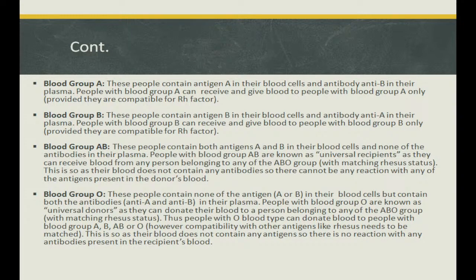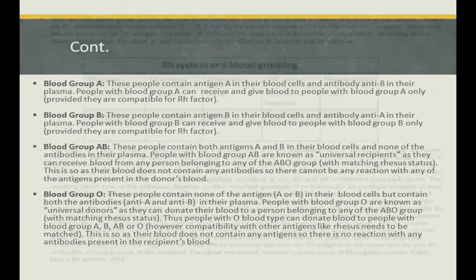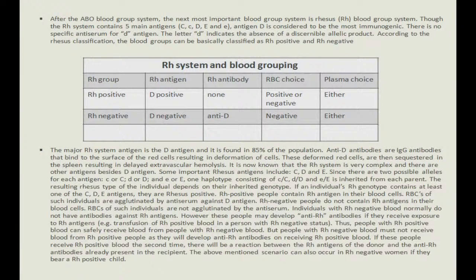These are the main rules, basic fundamental knowledge according to the antibodies and antigens of human blood. And here is presented the rhesus system and blood grouping of the ABO blood group system. The next most important blood group system is the rhesus blood group system.